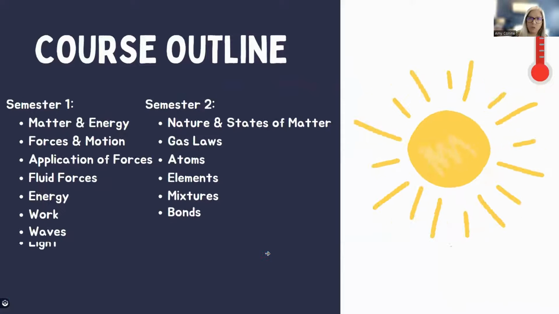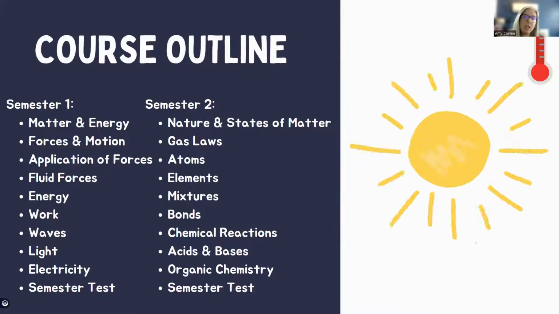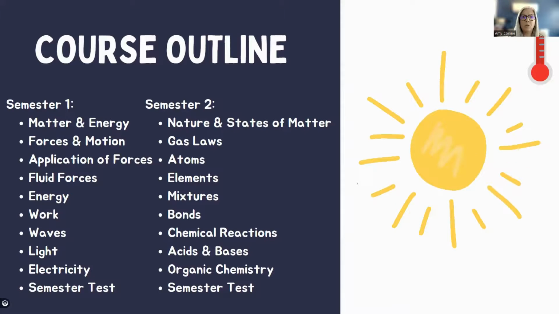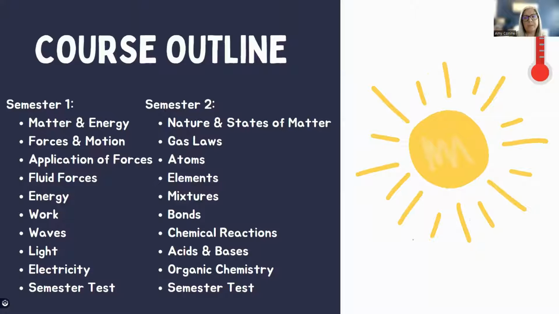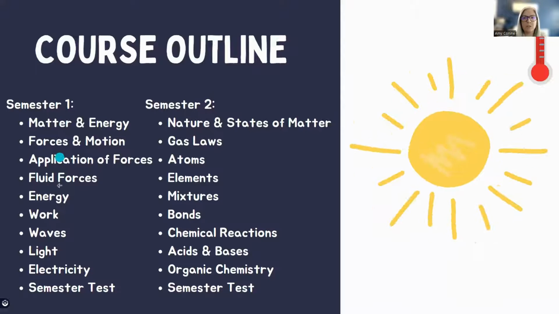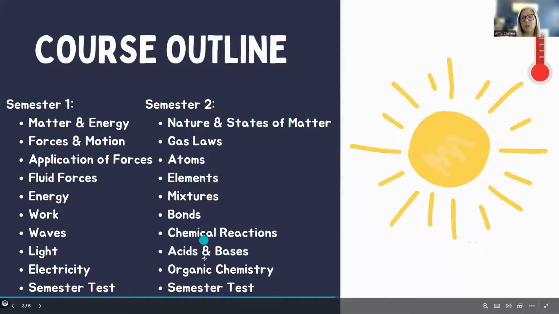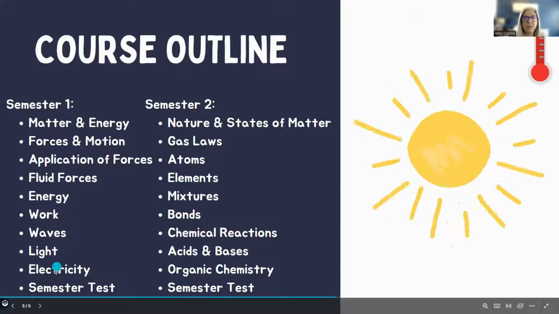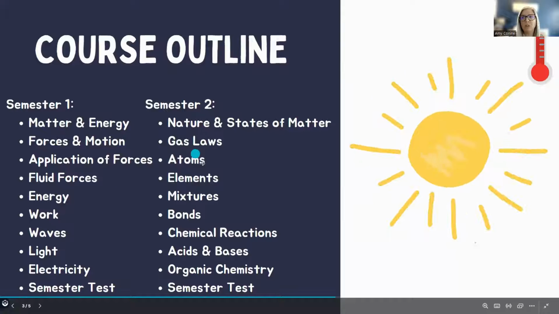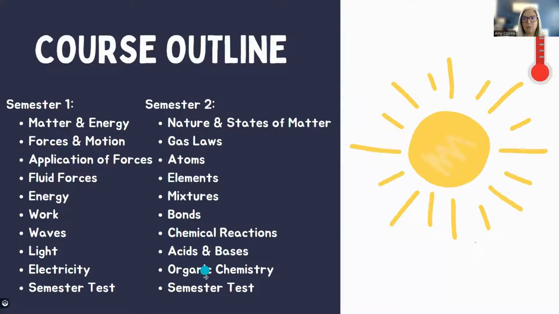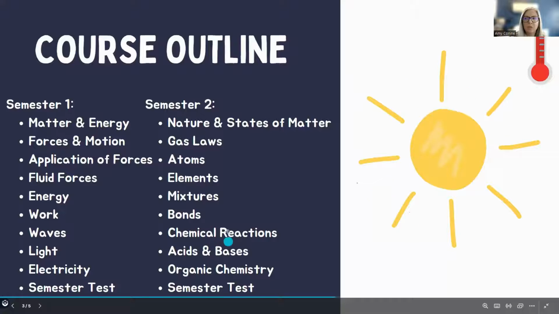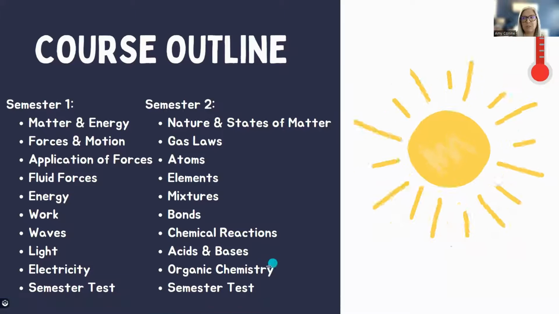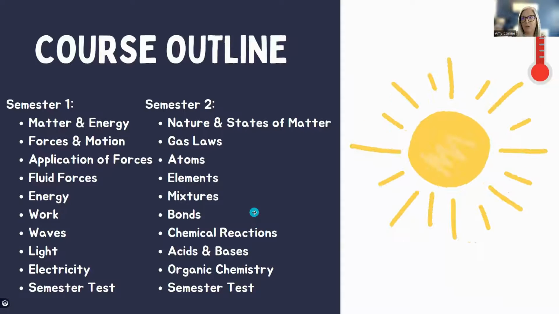So within the course, this is kind of what the course outline looks like. It is offered in semester 1 and semester 2. It is offered full year, but it is broken up into semesters. You have all these different topics that you'll talk about within each section. A lot of this we talked about in the objectives, but then you're going to move over here and apply a lot of what you learned, and then move more towards chemical reactions. You have your acids and bases and organic chemistry.